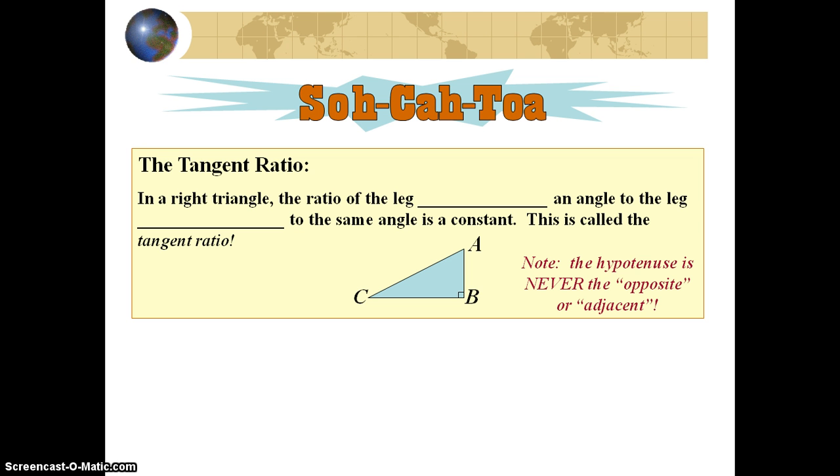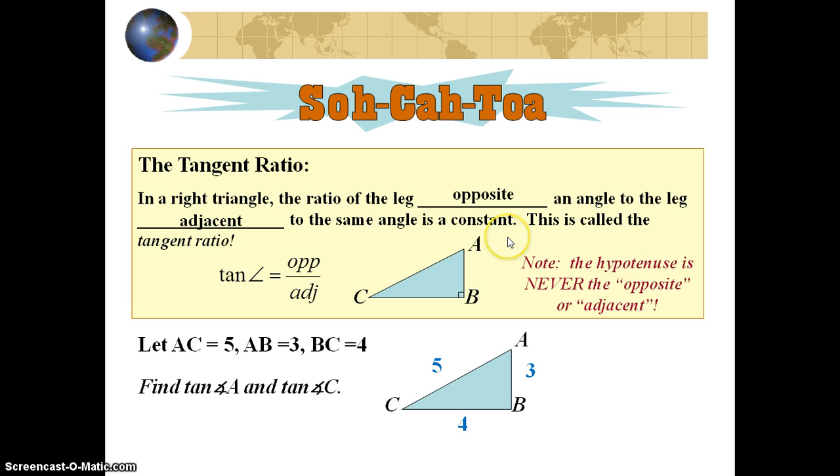Finally, we're going to look at the tangent ratio. In a right triangle, the ratio of the leg opposite an angle to the leg adjacent to the same angle is a constant. This is called the tangent ratio. We will never use the hypotenuse when we're talking about tangent, because the hypotenuse is never the opposite side or the adjacent side. It's always the hypotenuse. So tangent is equal to opposite over adjacent. Look up at your TOA. Tangent is equal to opposite over adjacent.